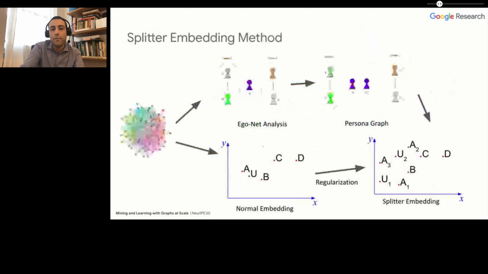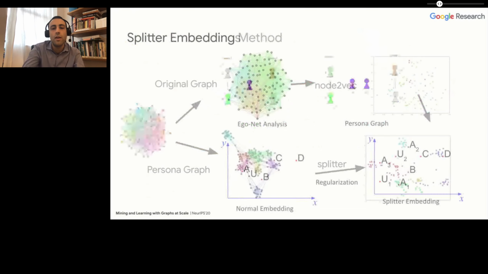We start with the graph, we perform ego network analysis and create this new graph. Notice that in this new graph, each node may be represented by multiple nodes. So if you embed each node of the persona graph, you can get multiple embeddings for each original node. And since these embeddings may diverge, for some technical reasons, we also use an embedding of the original graph as a regularization, but this is the general flow. As you can see, you now get an embedding where each node may be represented by multiple positions.